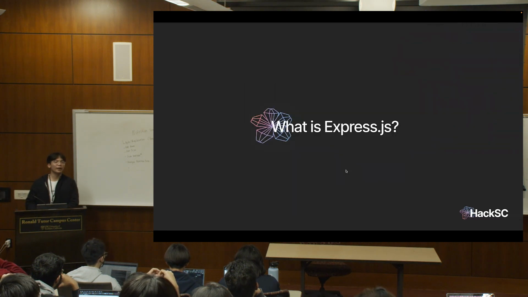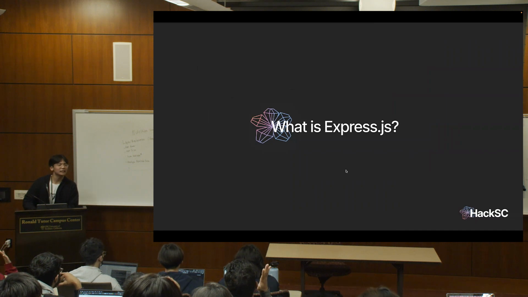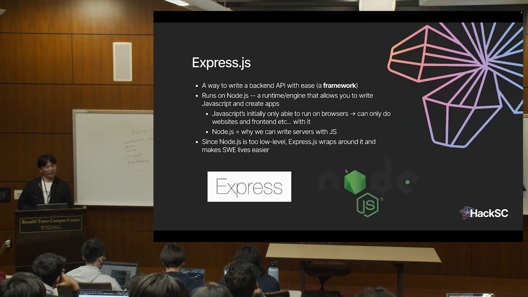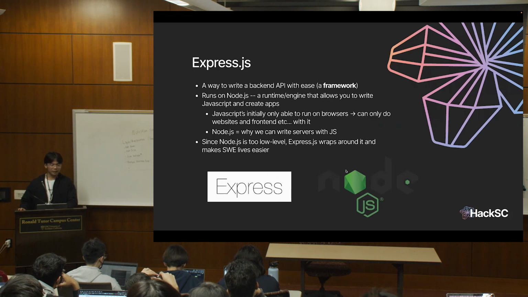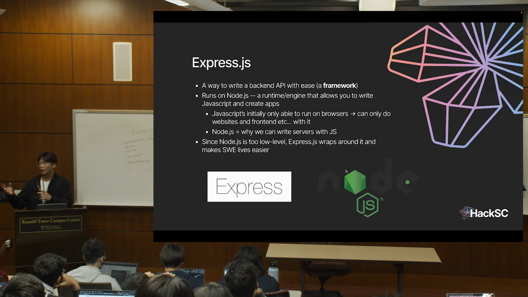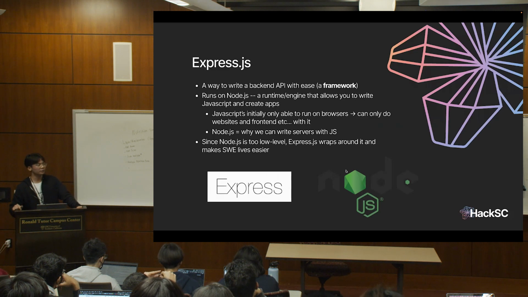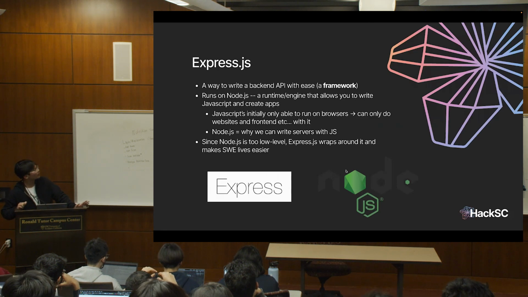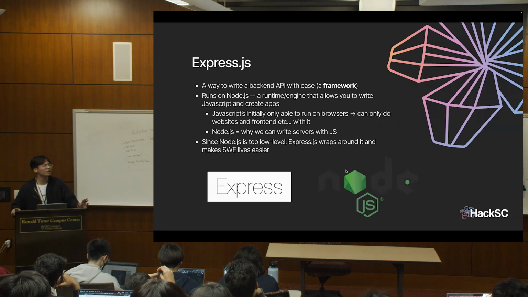Now, who has heard of ExpressJS? All right, cool. So as you know, ExpressJS is a way to write a backend API with ease. And what they coined that term as is a framework. It's the same thing with Svelte, as you have heard. Svelte is a framework. What a framework does is it makes your life easier, and it abstracts a lot of low-level stuff for you.